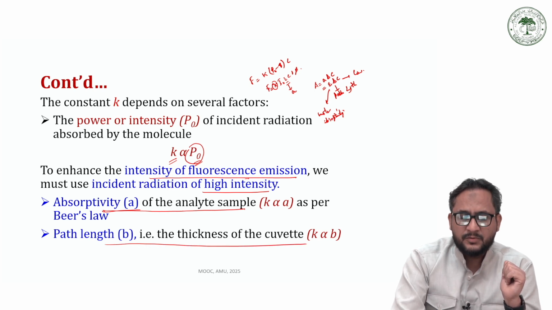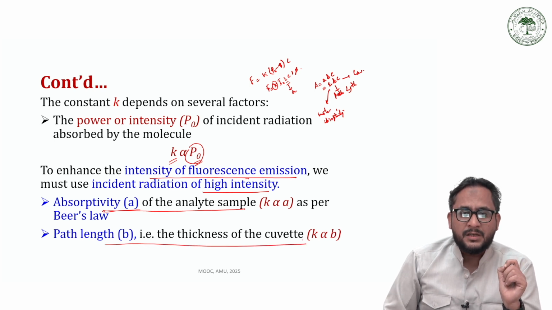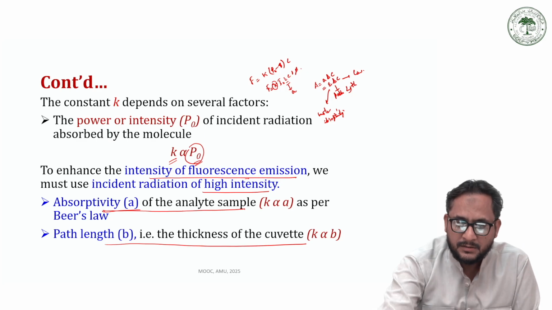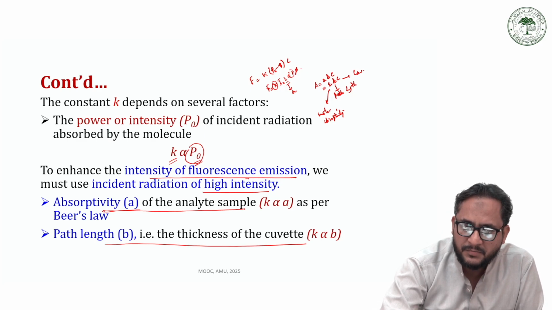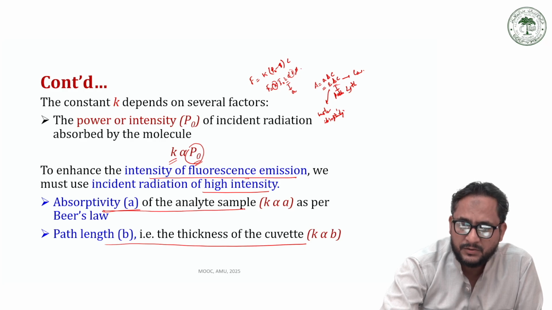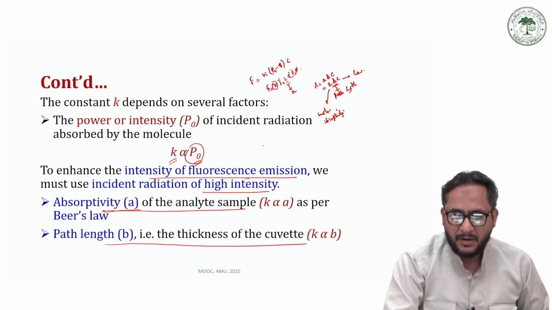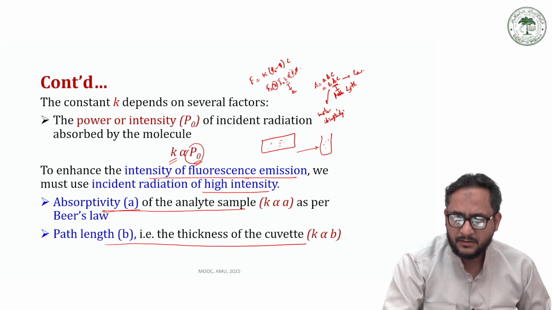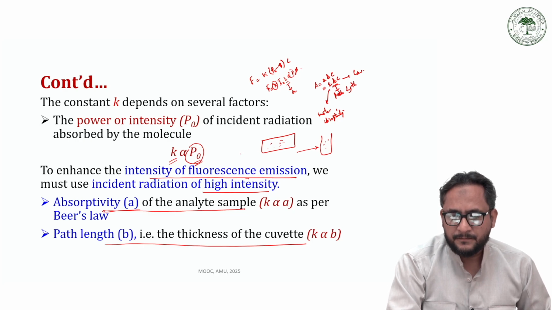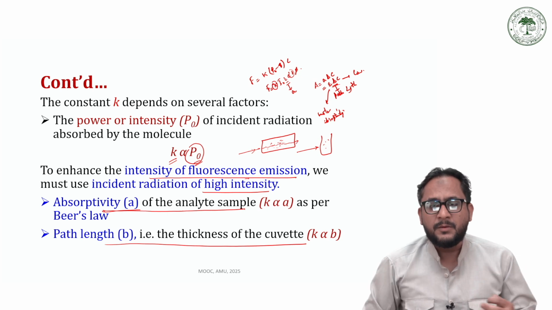also be good enough. This L in this equation represents the path length. Here in this equation B represents the path length. Path length refers to the thickness of the cuvette, whether the cuvette is placed like this or like this. It is the distance the light travels while passing through the sample.